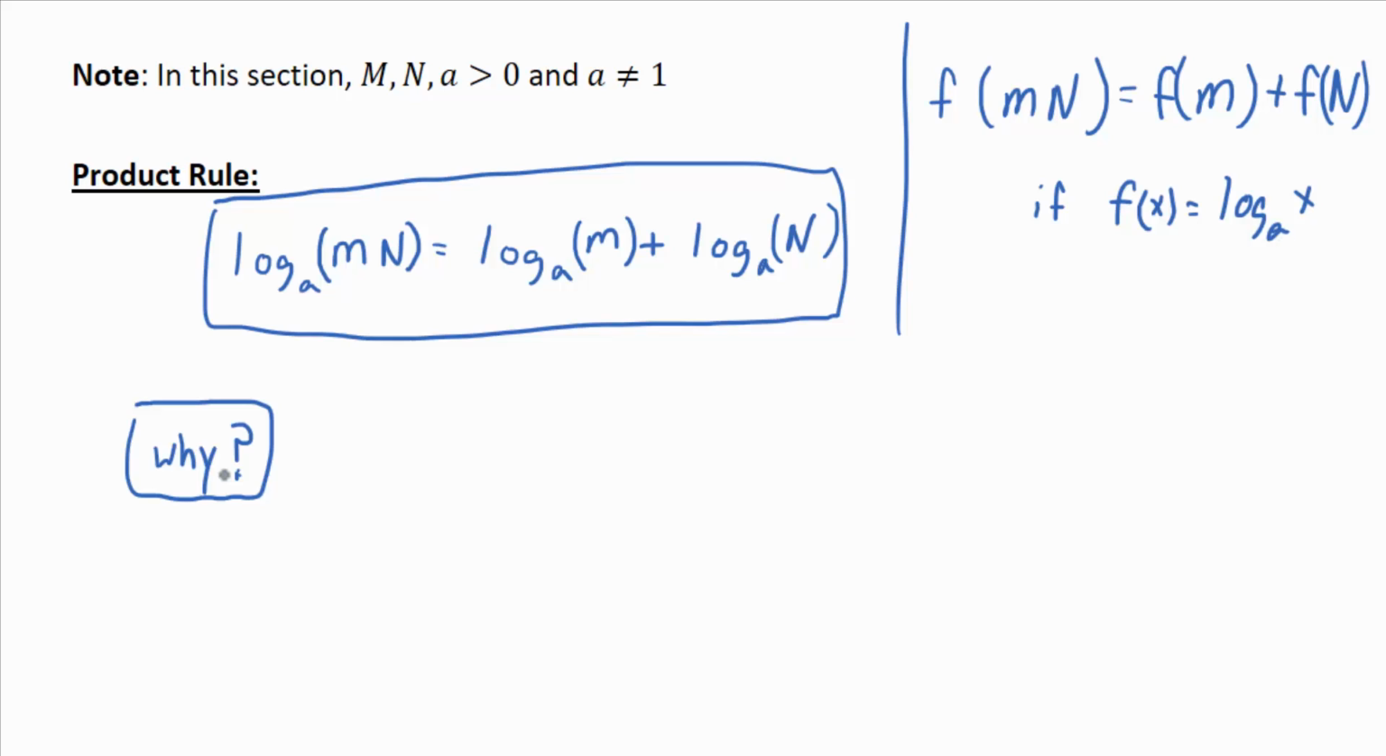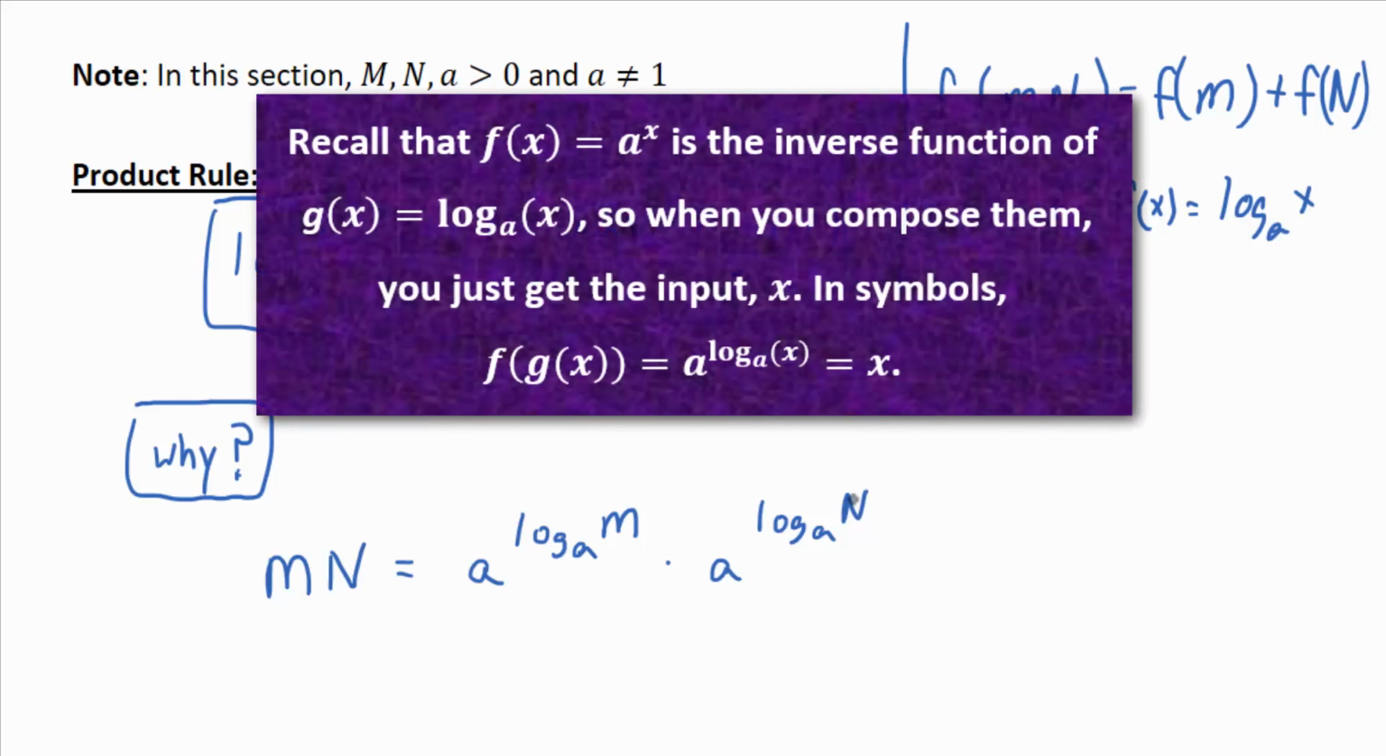Let's start with the m times n, just the input on the left side. So m times n, okay, another name for m, a weird way to write m, you could do it like this. You could write it as a to the log base a of m. And another name for n, so this is times, another name for n is a to the log base a of n. Okay, wait, where am I getting that from? Why is m equal to a to the log base a of m? So this is m.